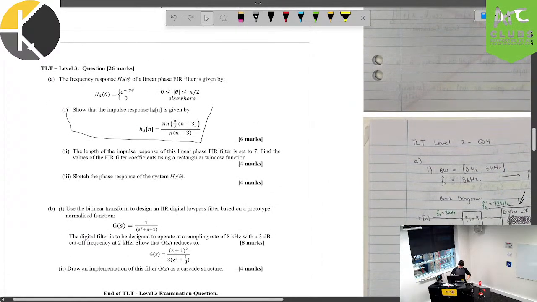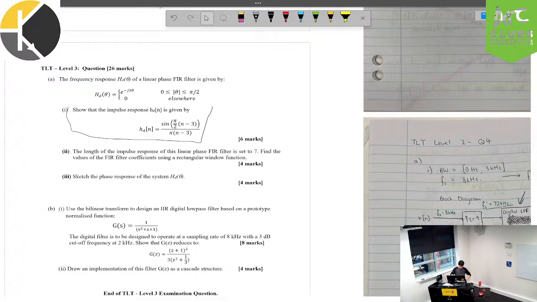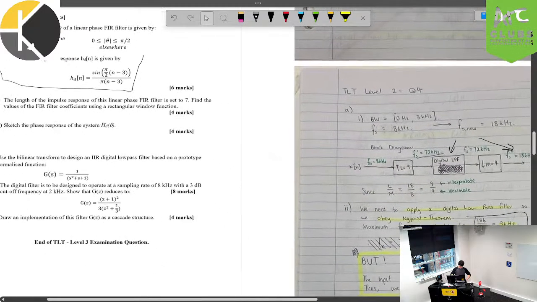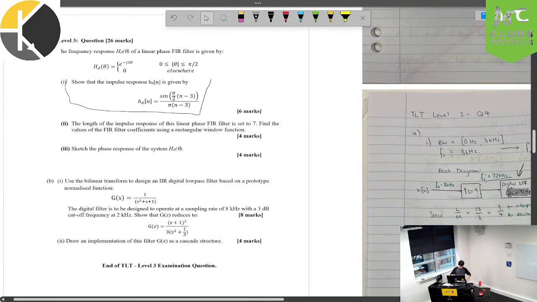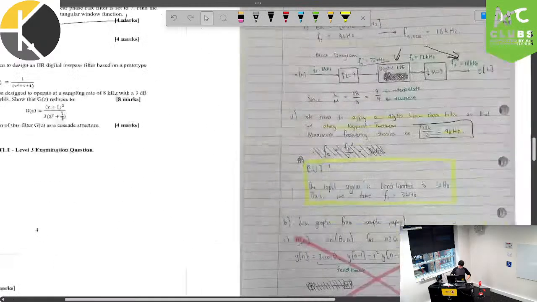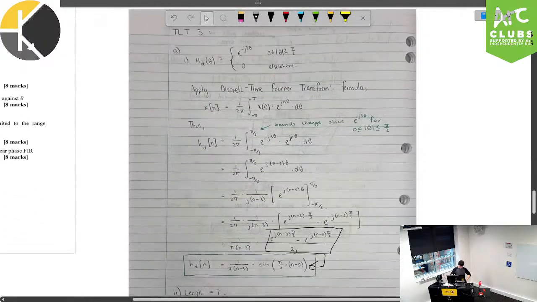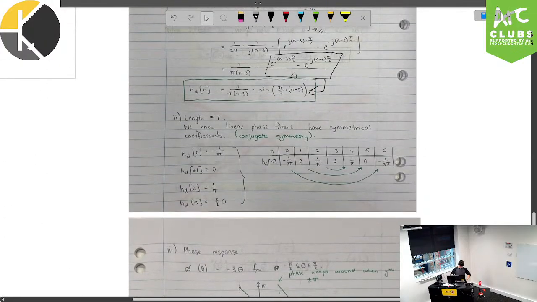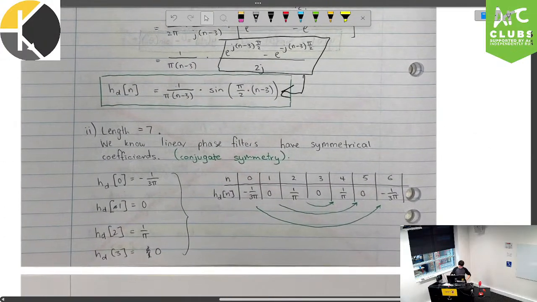Fantastic. All right, part II, the length of the impulse response of this linear phase filter is set to 7. Find the values of the FIR filter coefficients using a rectangular window function. Oh my gosh, let's do this. So typically, okay, just recognize rectangular window function. We're going to go ahead and just sum up the first 7.